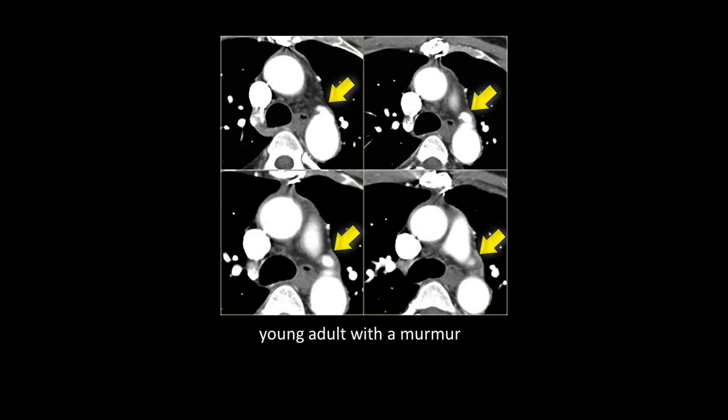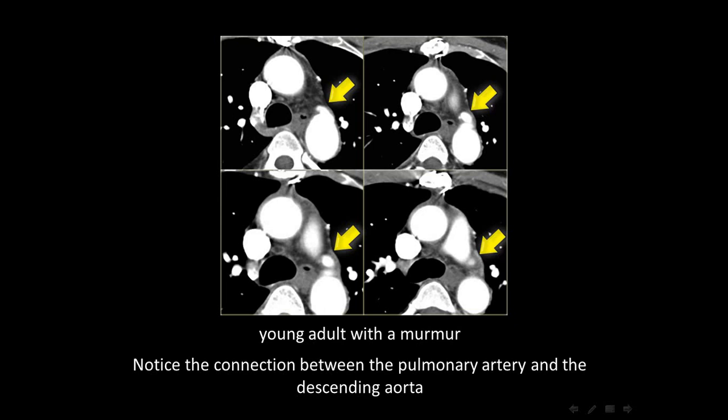What is below the aortic arch? The pulmonary trunk, right? So this is the pulmonary trunk. What is this connection between the descending aorta and pulmonary trunk? True. There is a connection between the pulmonary artery and the descending aorta. So this is a case of patent ductus arteriosus.